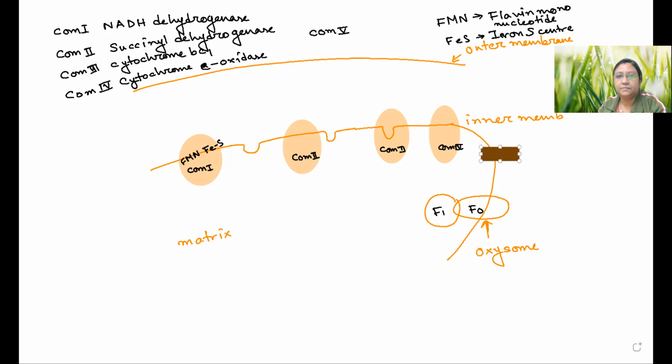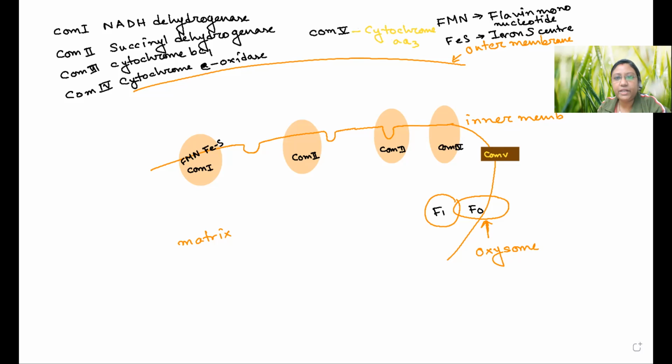So it is complex 5 and it is known as cytochrome AA3. Now let us understand the concept of electron transport.